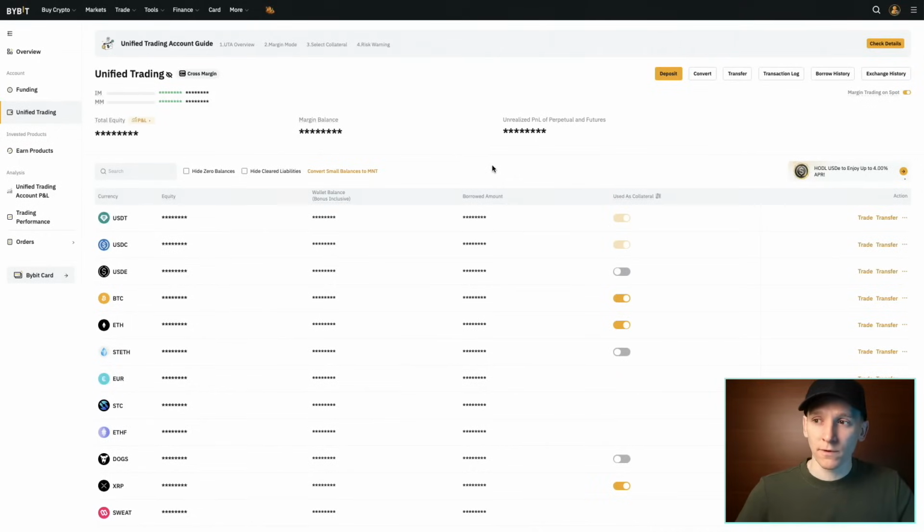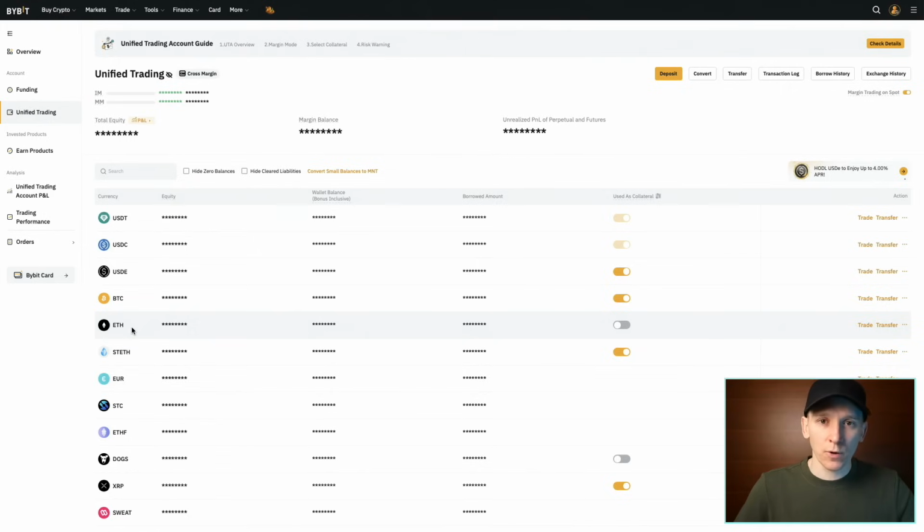The assets that you use as collateral in your unified trading account are completely up to you. On Bybit, you can toggle these on and off right here. So what I'm going to do is toggle on USDe, and then I'm going to toggle off ETH, and I'm going to toggle on staked ETH. So what's the reasons behind that?